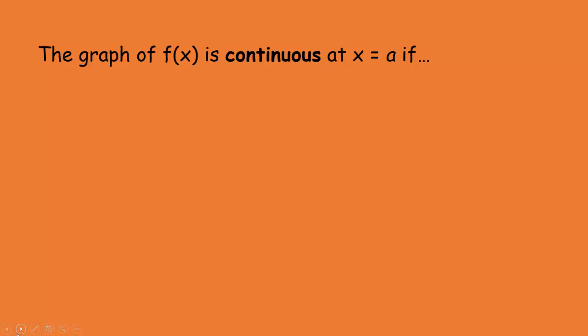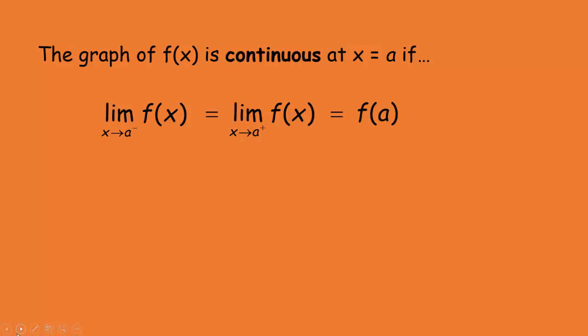So what makes something continuous? Well, here's the definition. The graph of f of x is continuous at a certain point, we're going to call that at x equals a, if the following things happen. First, the limit as x approaches a from the left must equal the limit as x approaches a from the right, and that must actually equal the value of f of a.